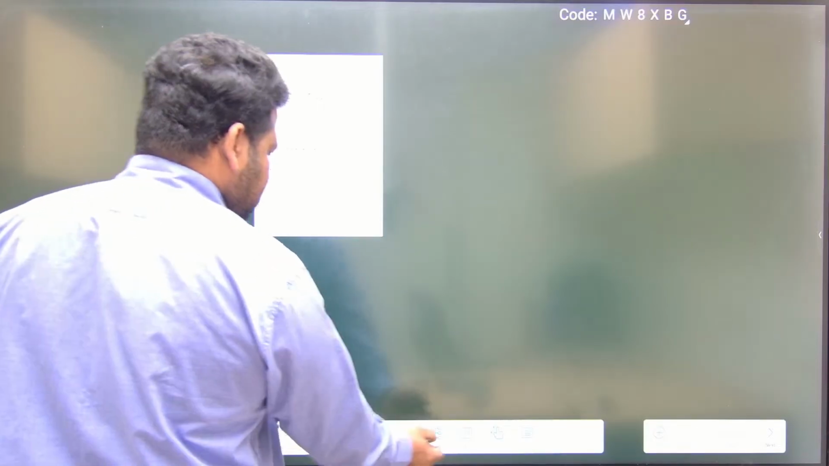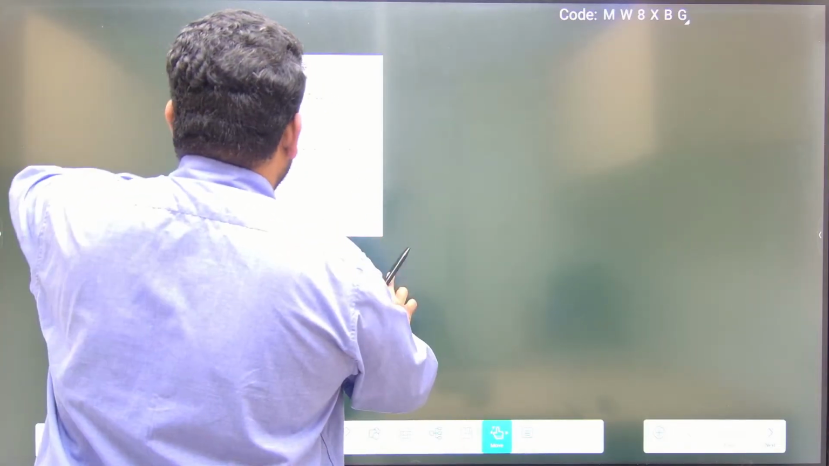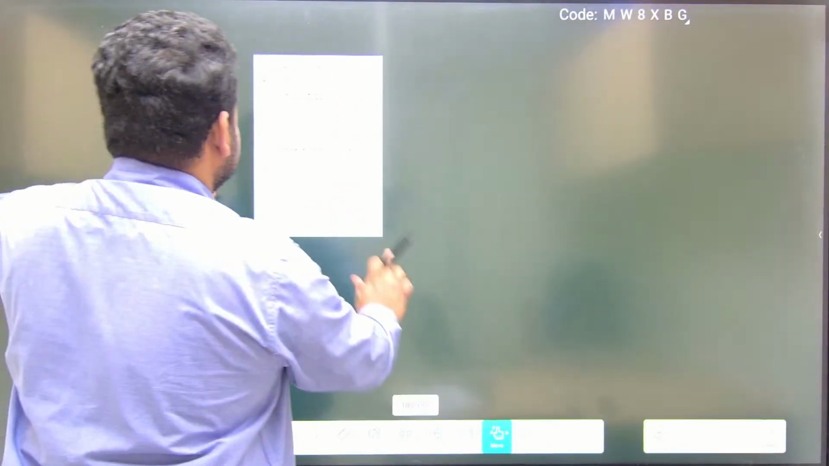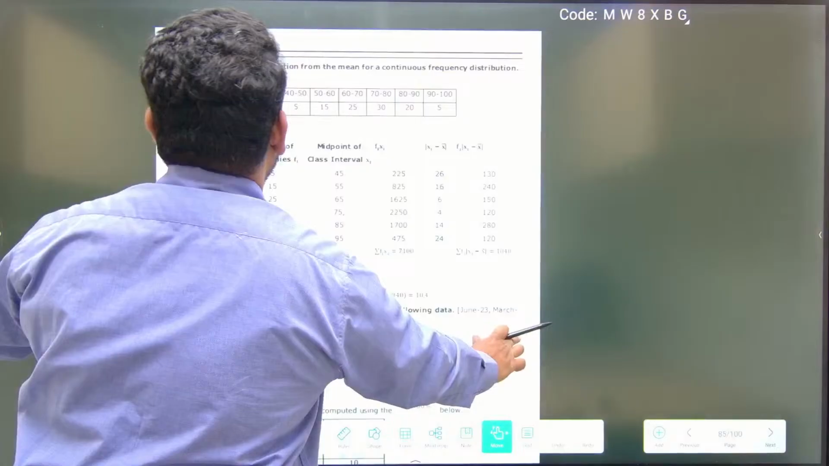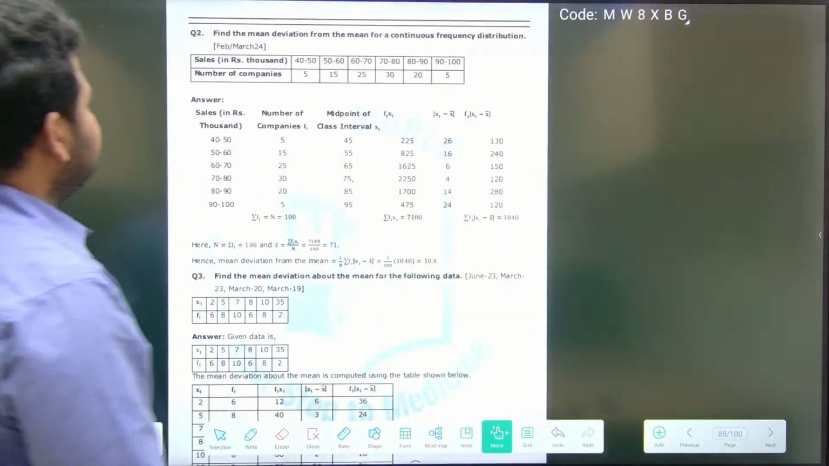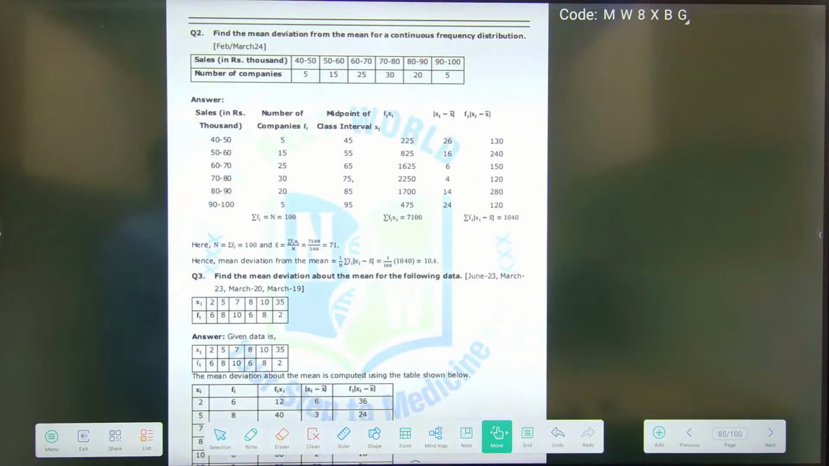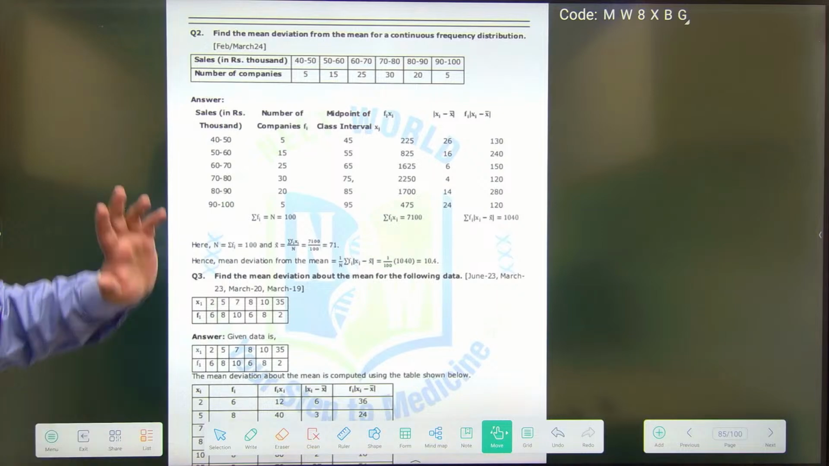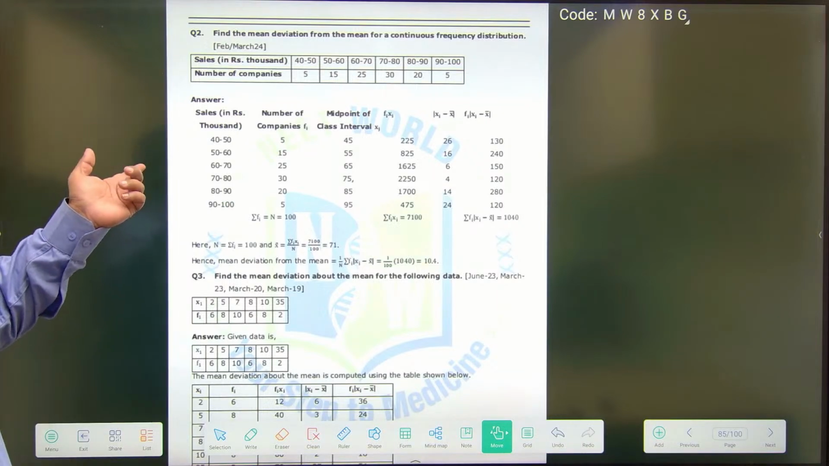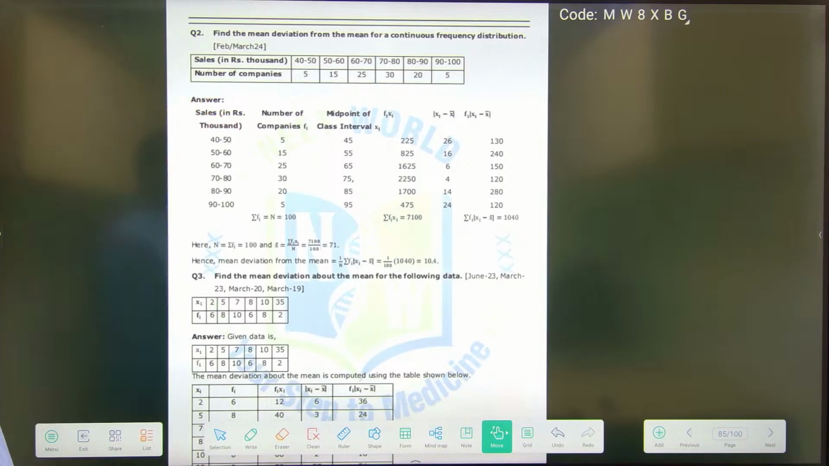That is the solution we got. Let us move to the next question, friends. They are telling us to find the mean deviation from the mean for a continuous frequency distribution. That time it was a discrete distribution. Here it is a continuous frequency distribution.